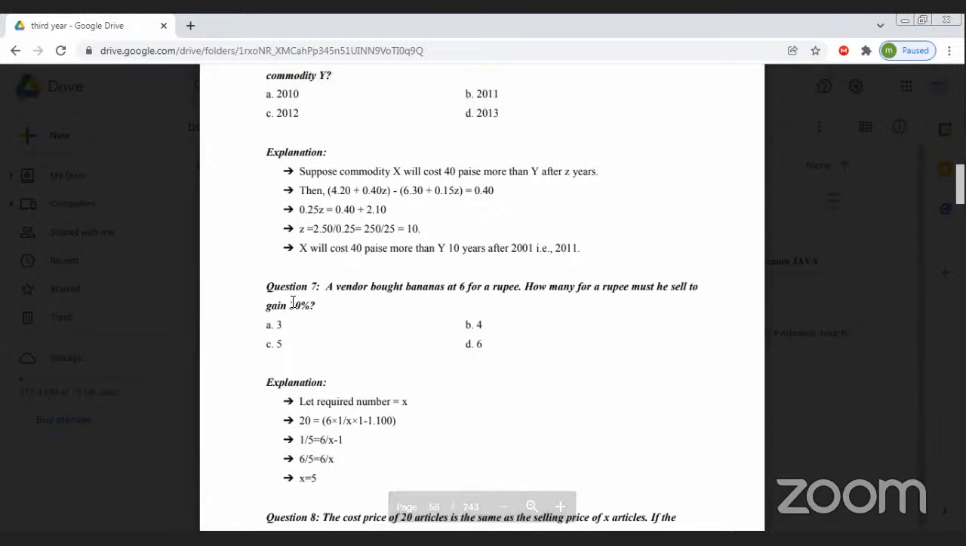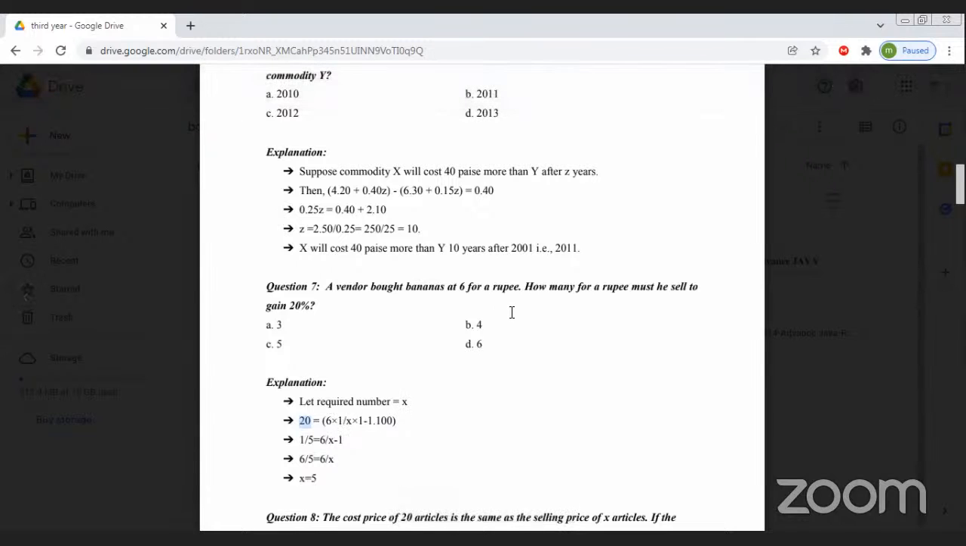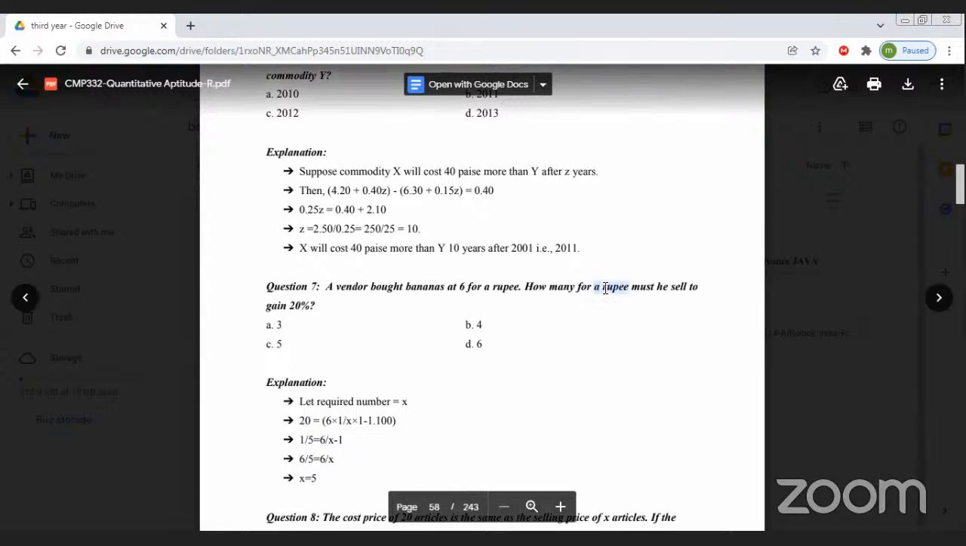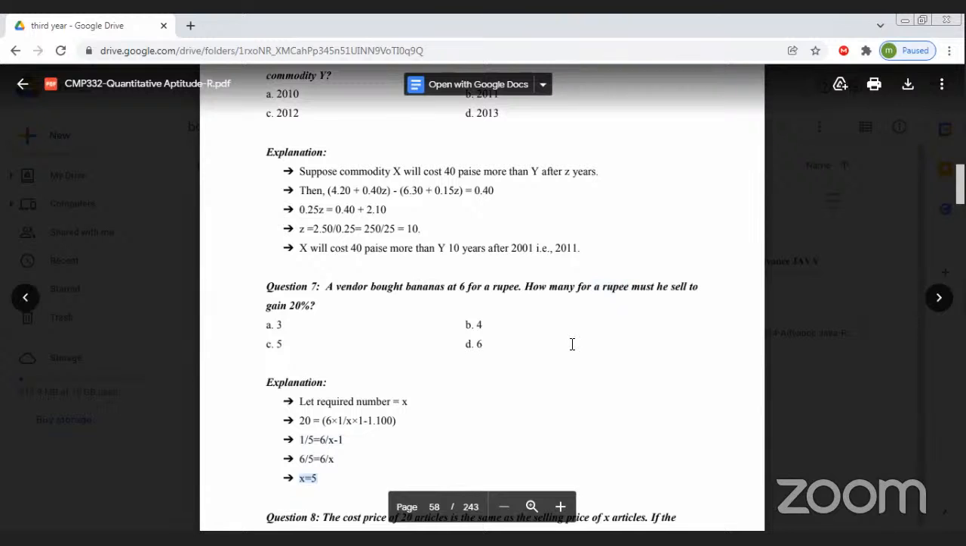The gain, that is the profit percentage given, is 20, and we need the required number. Let it be X. So 6 into 1, where 1 stands for a rupee, upon how many we need, that is X, into 1 minus 1, into 100. When you solve it, you are going to get 5. So for 5 rupees, he must sell it to gain 20%.